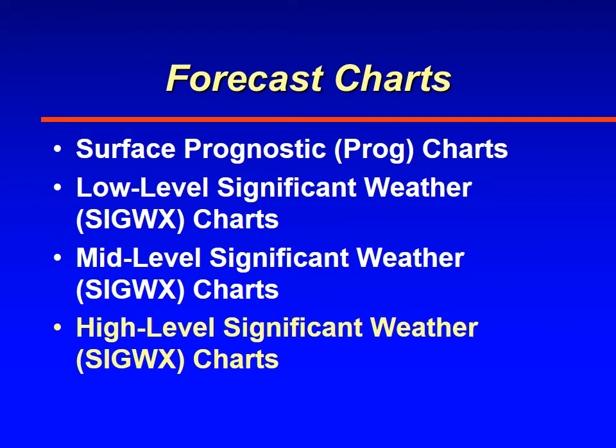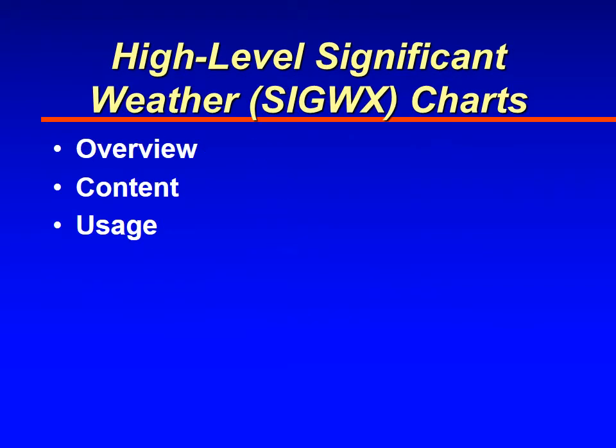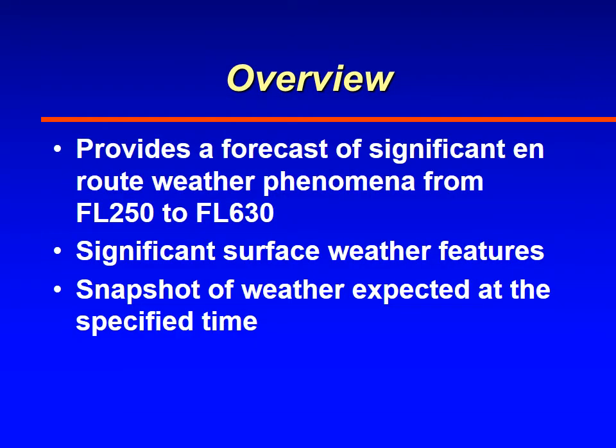Welcome to our discussion of the high-level significant weather prognostic chart. We'll start out talking about an overview of the chart. More or less, the chart starts where the low-level significant weather prognostic chart left off, which was 24,000 feet. So this chart starts at 25,000 feet, goes all the way up to 63,000 feet, and it gives you a forecast of weather conditions in the future.